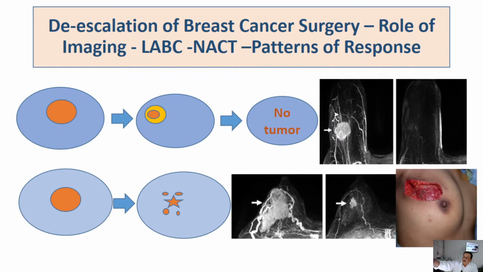Types of response, I was telling, some tumors will shrink like that. In the top, you can see concentric shrinkage, total disappearance. The second type of tumors, you can have a patchy response. So some areas are responding, some are not responding. So here the extent of resection is like pre-chemotherapy. So here again, imaging plays an important role.